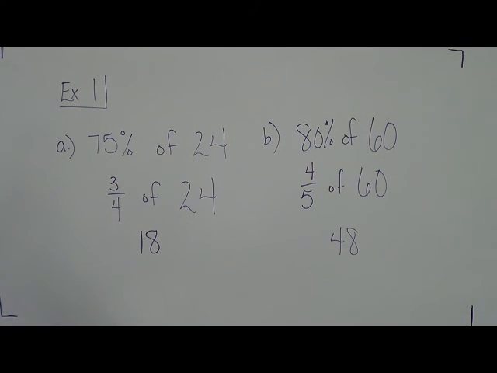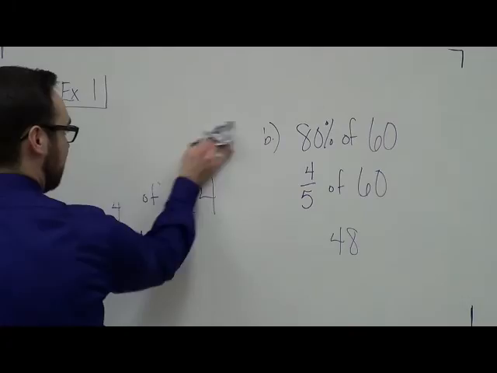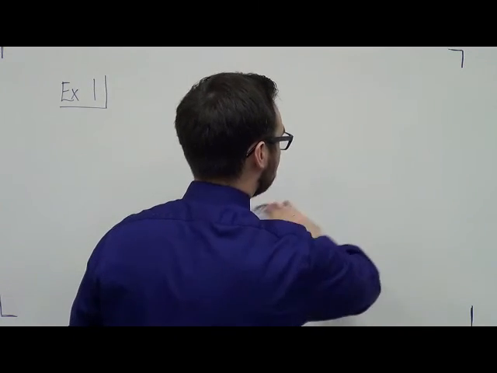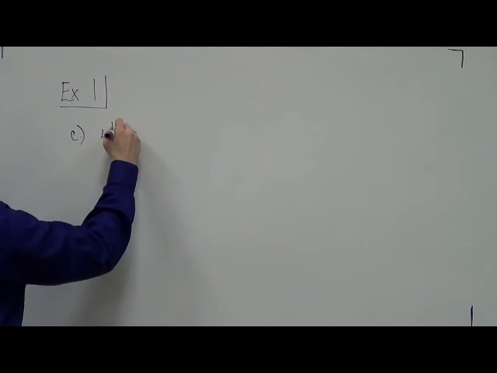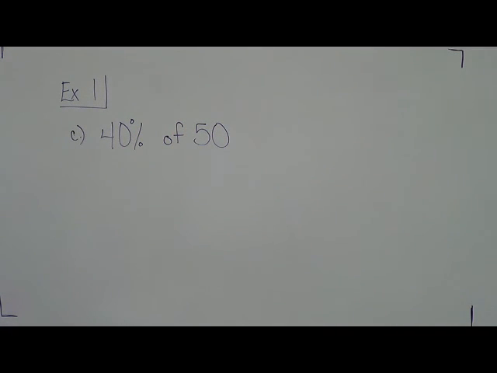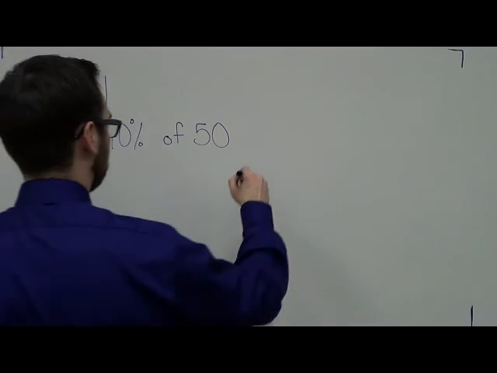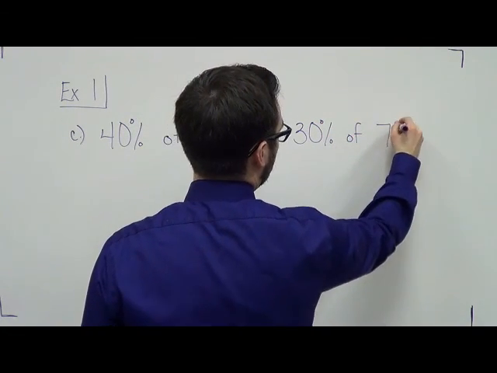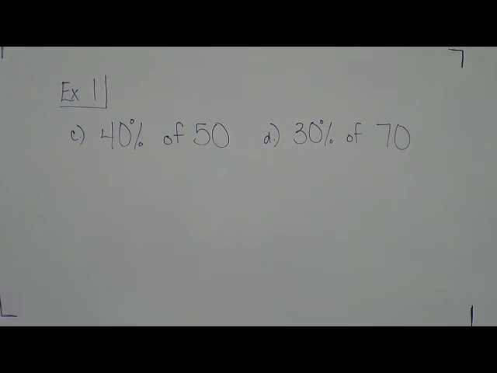So let me give you two of them to do on your own, and let's see how you guys do with these. And then as usual, I'll give you the answers before we move on so that you can check your work and determine if you're correct or not. So part C here, we're going to do 40% of 50. And part D will be 30% of 70. So go ahead and see if you can convert those into the parts by using the fractions that we just discussed.